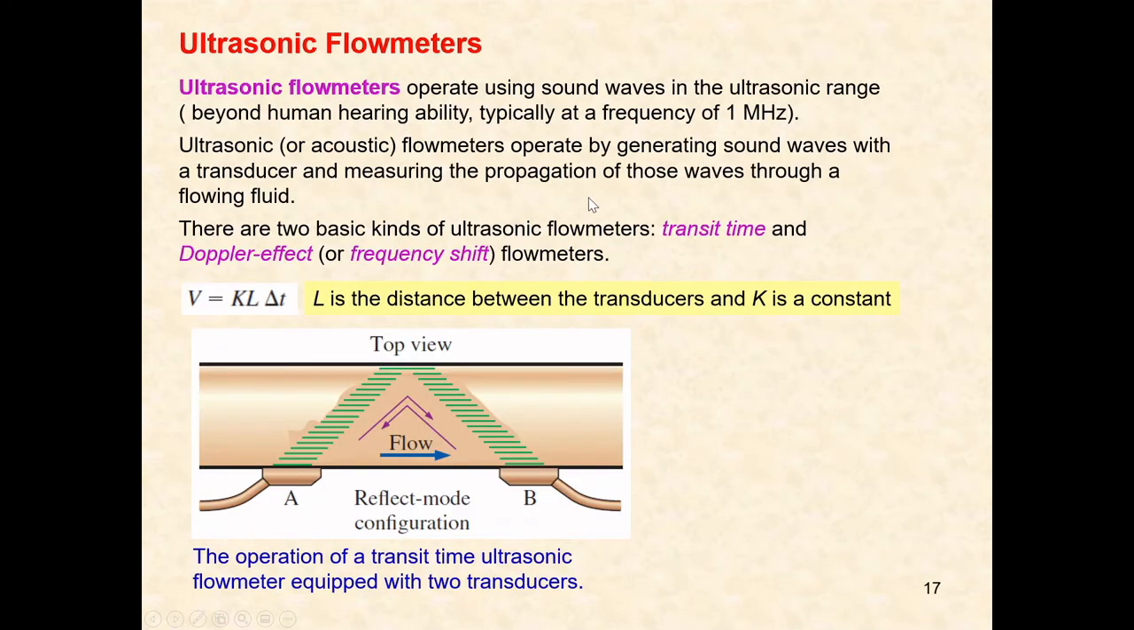Okay, so a more high-tech approach to measuring flow rate would be the ultrasonic flow meter. An ultrasonic flow meter operates using sound waves in the ultrasonic range, which is beyond human hearing ability, typically at a frequency of 1 megahertz. Ultrasonic or acoustic flow meters operate by generating sound waves with a transducer and measuring the propagation of those waves through a flowing fluid. There are two basic kinds of ultrasonic flow meter: transit time and Doppler effect, or frequency shift, flow meters.